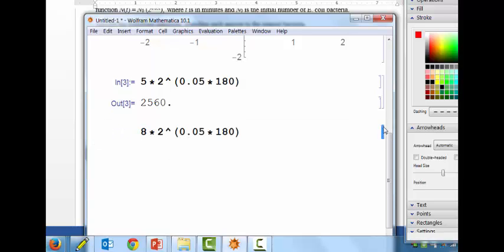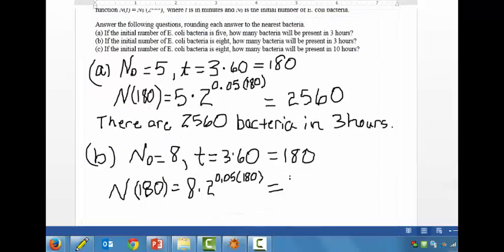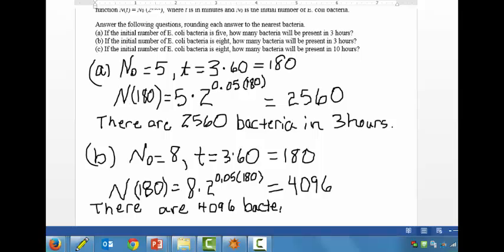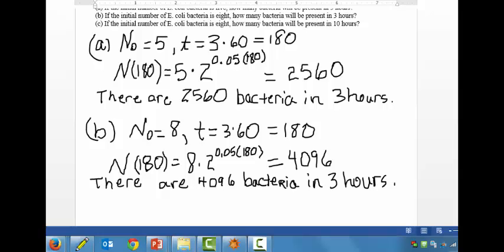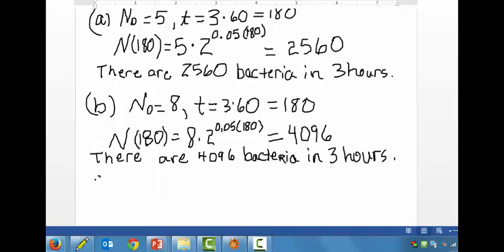All right, so we control copy and then control paste it and just change that 5 to an 8, and we got 4,096 as the number of bacteria after 3 hours when we start with 8 E. coli bacteria in the culture. So that is rapid growth. That's why you can get so sick if the culture is within you.